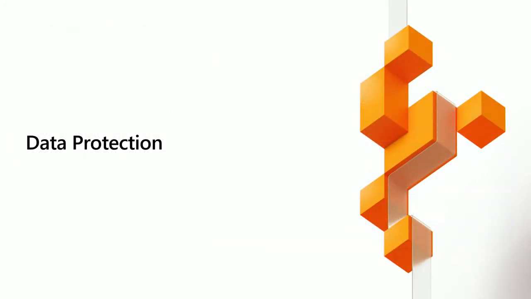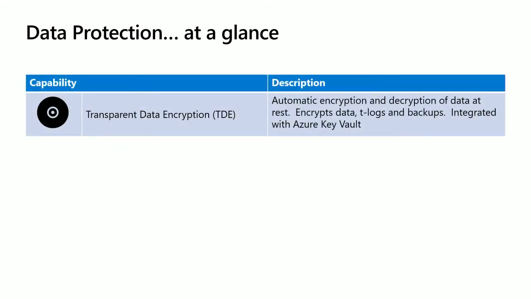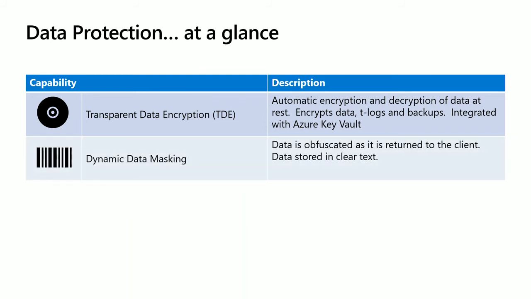All right, in the data protection space, touch a little bit on some of the things that are there. So transparent data encryption. This is another one that's been with DW since day one. This is encryption of database data files, T-logs, and backups when the data is at rest on disk. We have two options here. You have service managed keys, or you can bring your own Azure Key Vault key and use that to manage transparent data encryption.